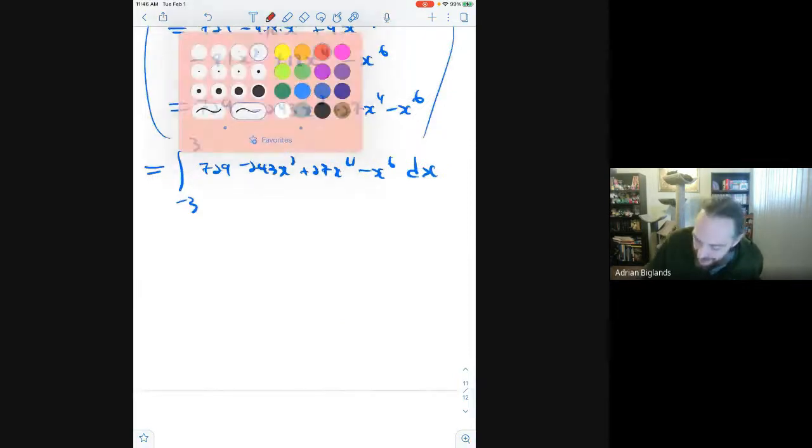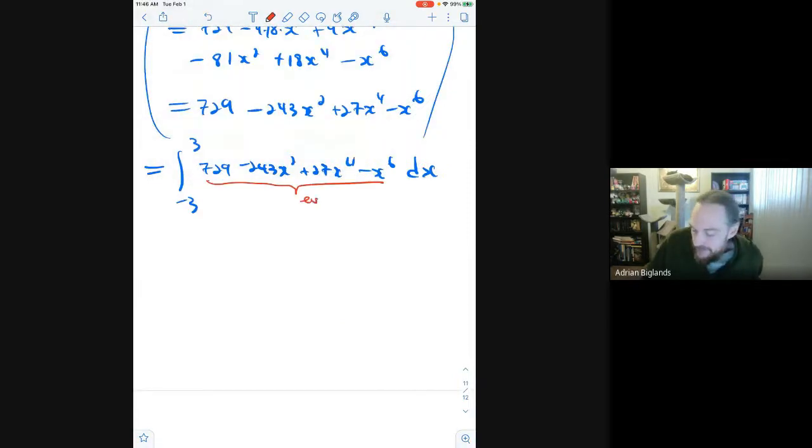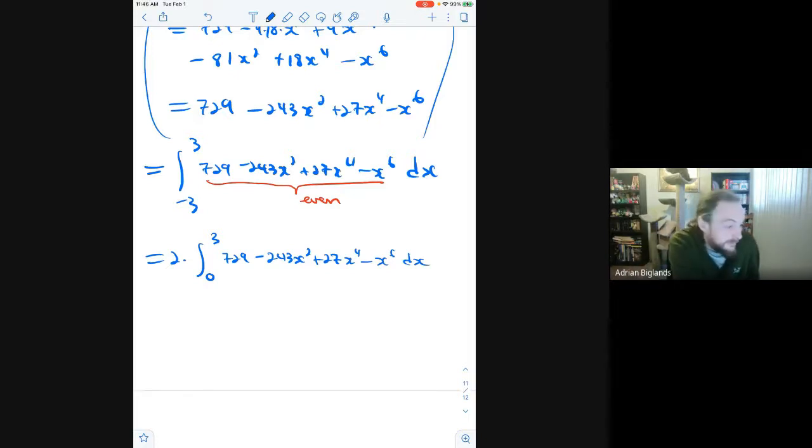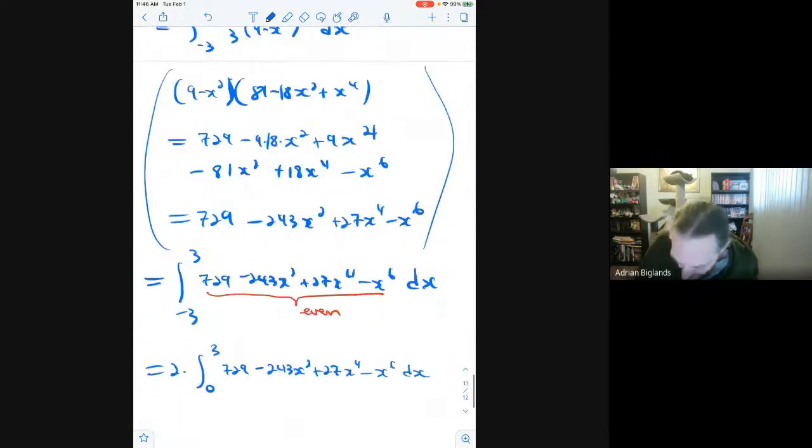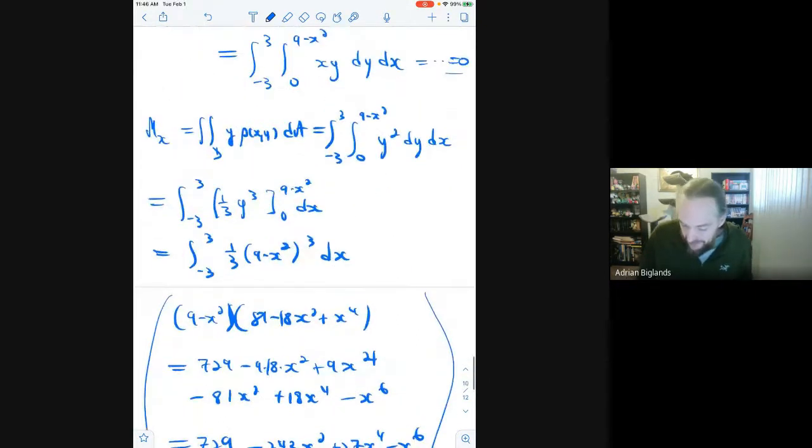This again is even, luckily, because all the powers are even. And so I can luckily write this as 2 times the integral from 0 to 3 of 729 minus 243 x squared plus 27 x to the 4 minus x to the 6 dx. That should be, sorry, I lost my 1/3. There's a 1/3 on the outside there.